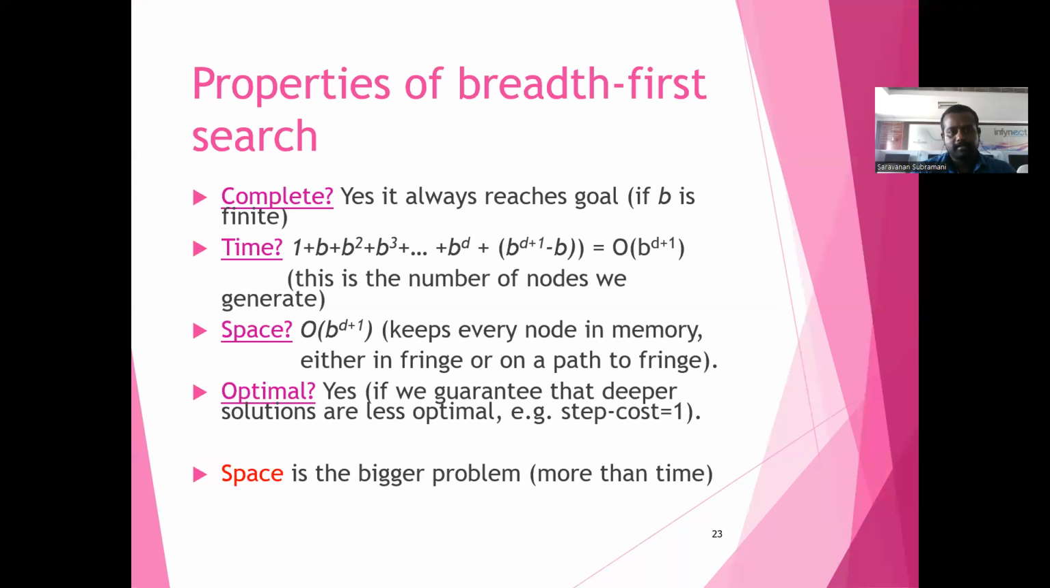B is the finite means, so it is going to reach the goal state as such. And the time it is going to take is of the order of b power d plus 1. That is, there are d levels of nodes available, so the time is of the order of b power d plus 1. So this is the number of nodes we generate for the search technique.